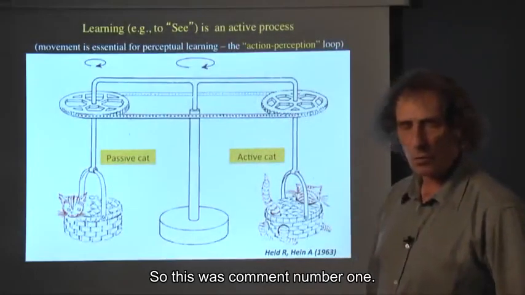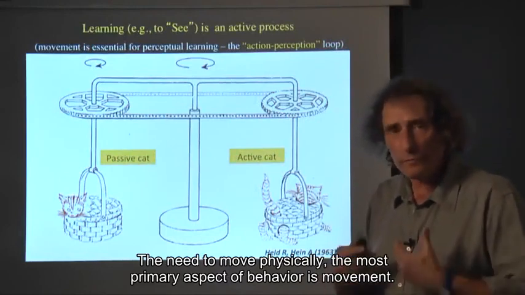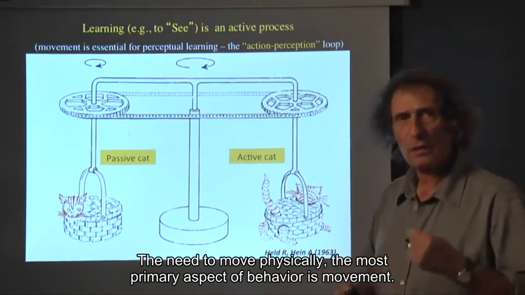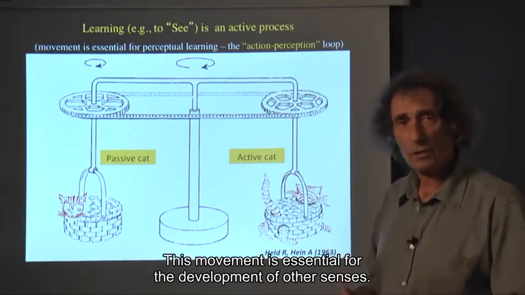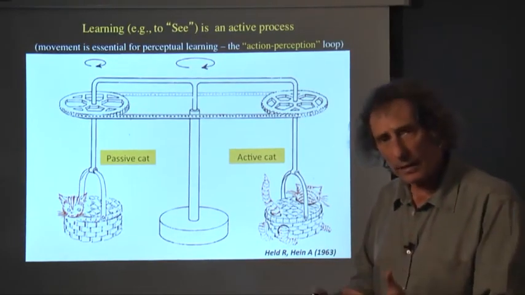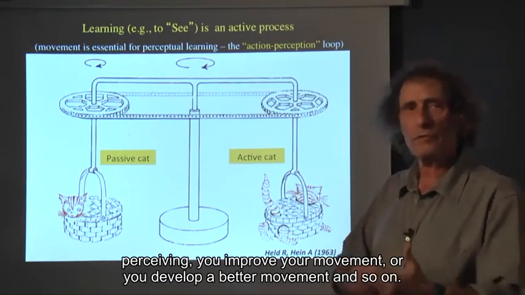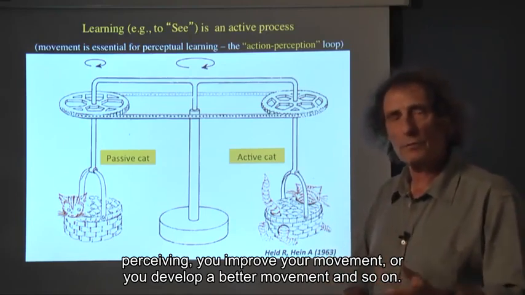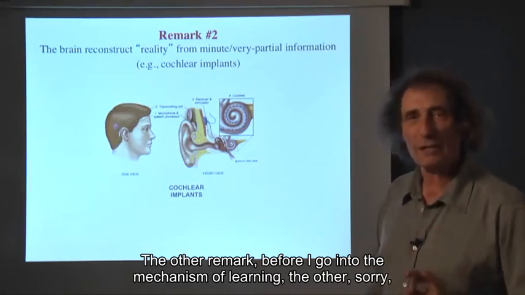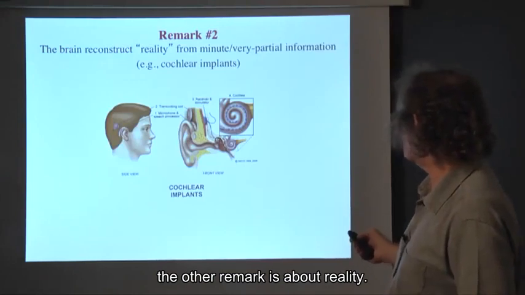So this was comment number one, the comment about the need to move, which is amazing. The need to move physically. It's the primary aspect of behavior, movement, and this movement is essential for the development of other senses. This is called the action-perception loop. You need to act, and then you perceive, and by moving and perceiving, you improve your movement, or you develop a better movement, and so on. So it's a loop.